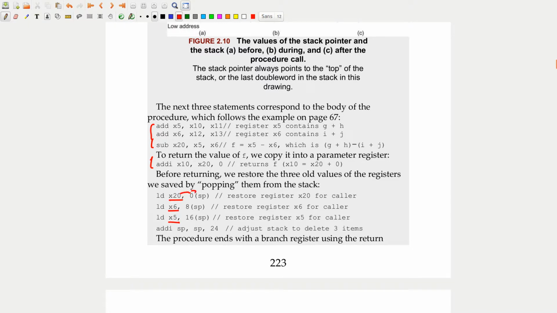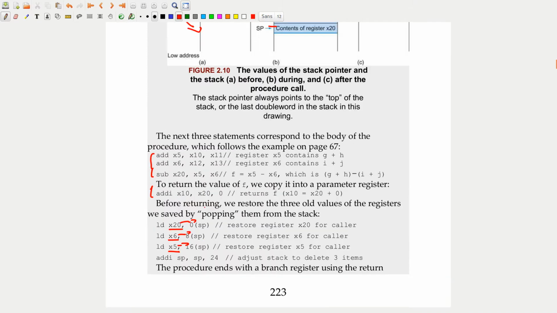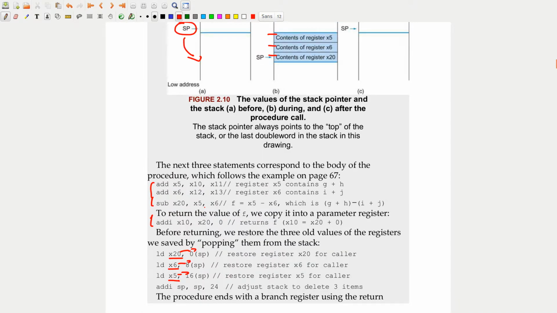We load them into their respective positions on the stack pointer in the opposite way that we pushed them on, because they're going to be coming out in the opposite fashion. So x20 is going to come out last. Or sorry, x20 in here is on the top of the stack, so 0 SP now, because we're popping everything off.